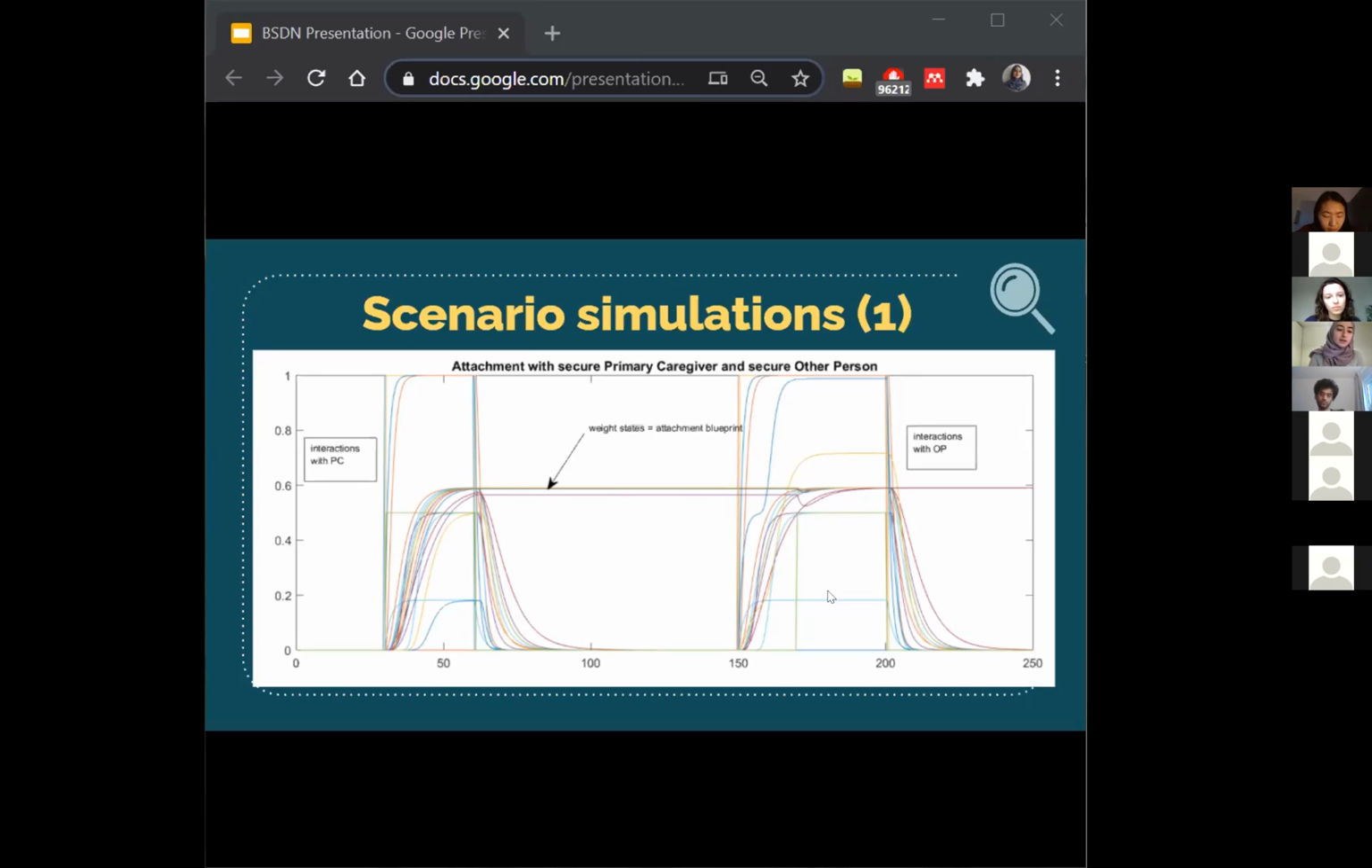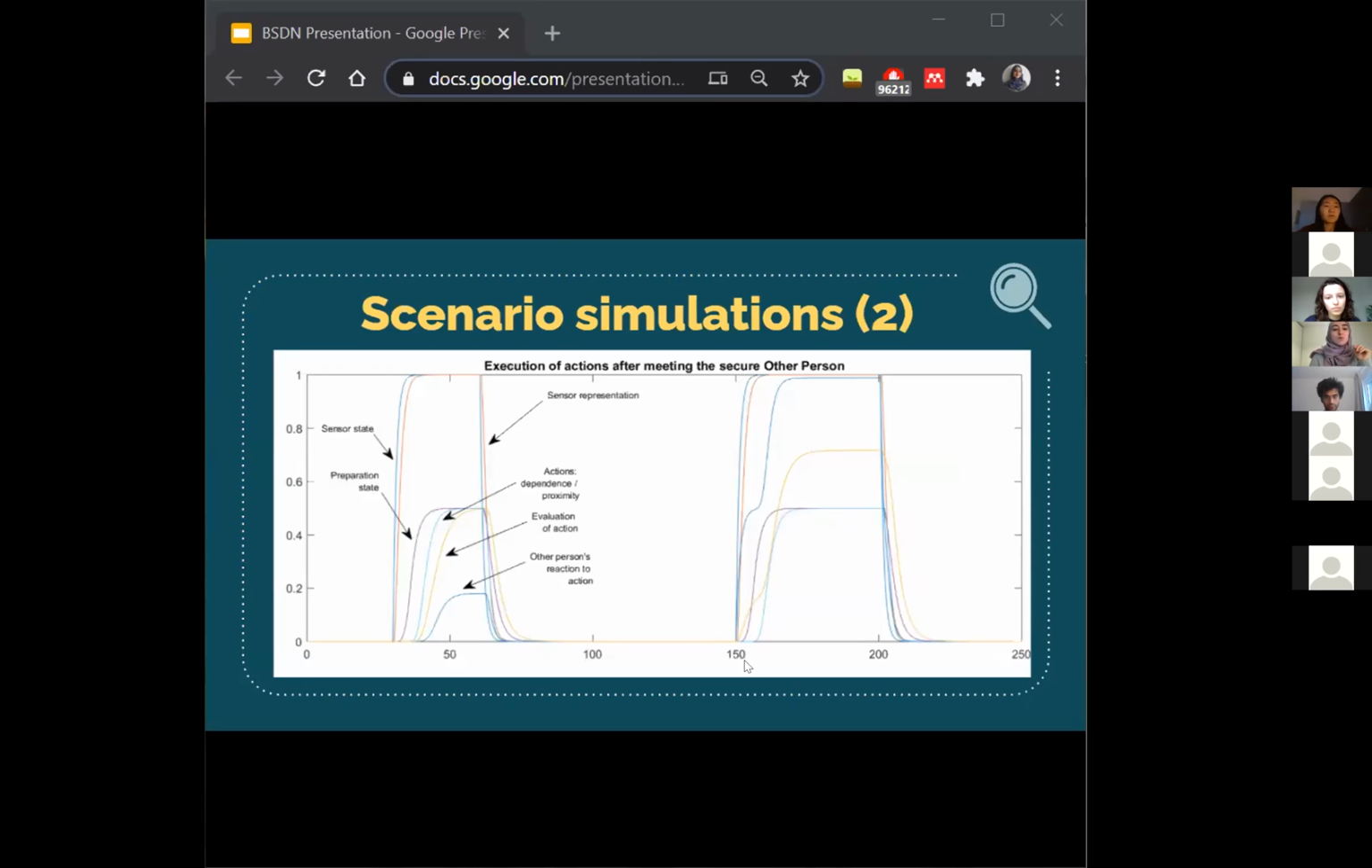Then here you can see a new person coming into the life of the individual, and this new person is also securely attached. So there is an equilibrium between the actions. There's a basic level where nothing really seems to change, because this other person is the same as the primary caregiver when you look at the secure attachment.